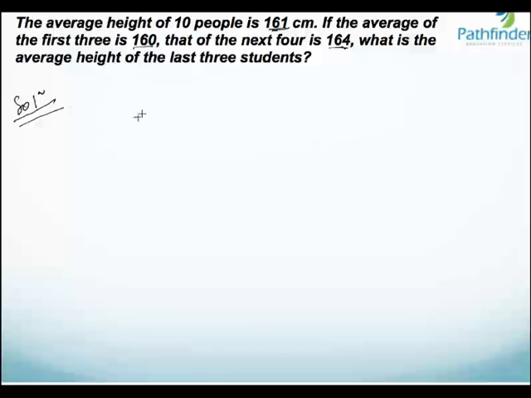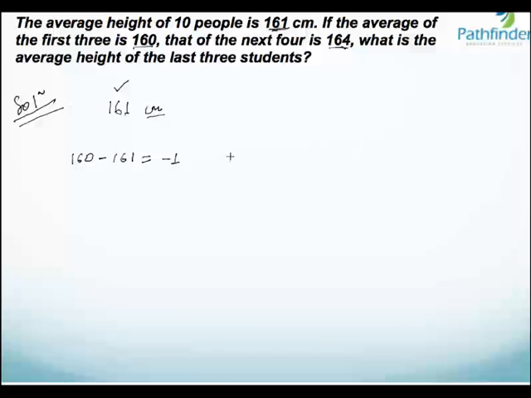The first thing we need to calculate is the gross average, the overall average of 10 people. So overall average of 10 people is known to us as 161 centimeter. And whenever we calculate deviations in this question, it will be from 161 because 161 is the average of the entire group. Now what is the deviation for the first 3 points? The deviation for the first 3 points, because the average is 160, is given by 160 minus 161, that is minus 1.